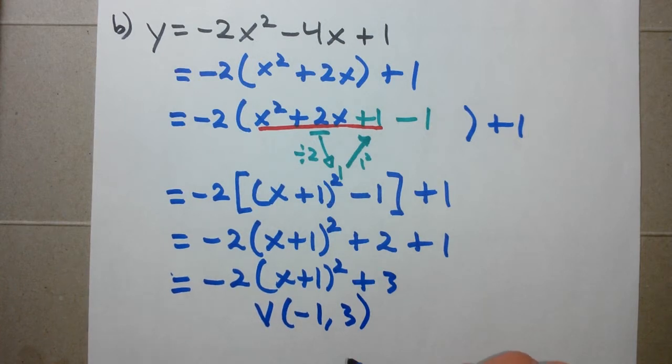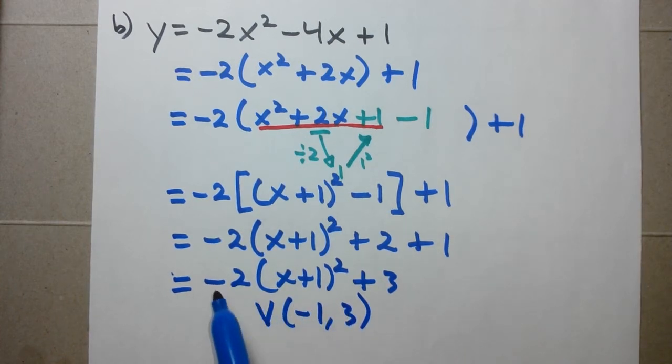So our vertex for this equation is negative 1, 3. And in this case, because the leading coefficient is negative, we have a maximum value. So our maximum value is equal to 3.